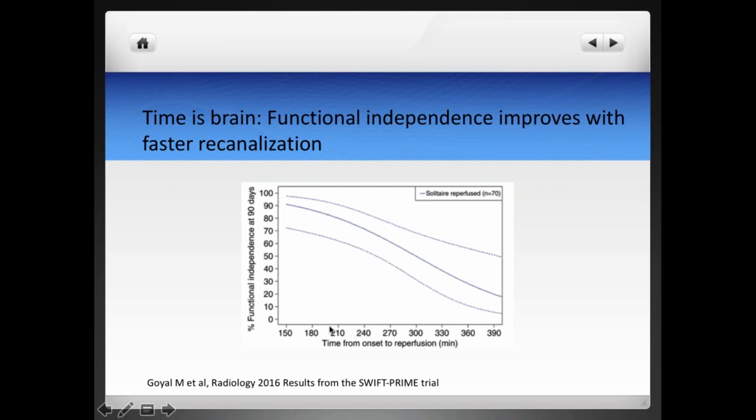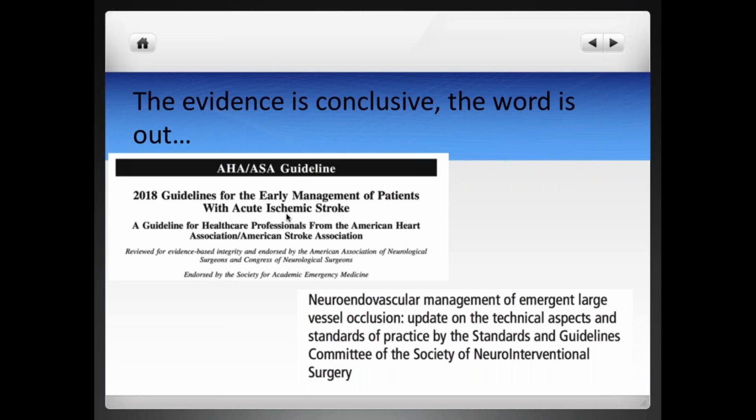And as you can see, the quicker the recanalization, the higher the percentage of these patients that went on and had an independent life, meaning had a good outcome. So very important concept.